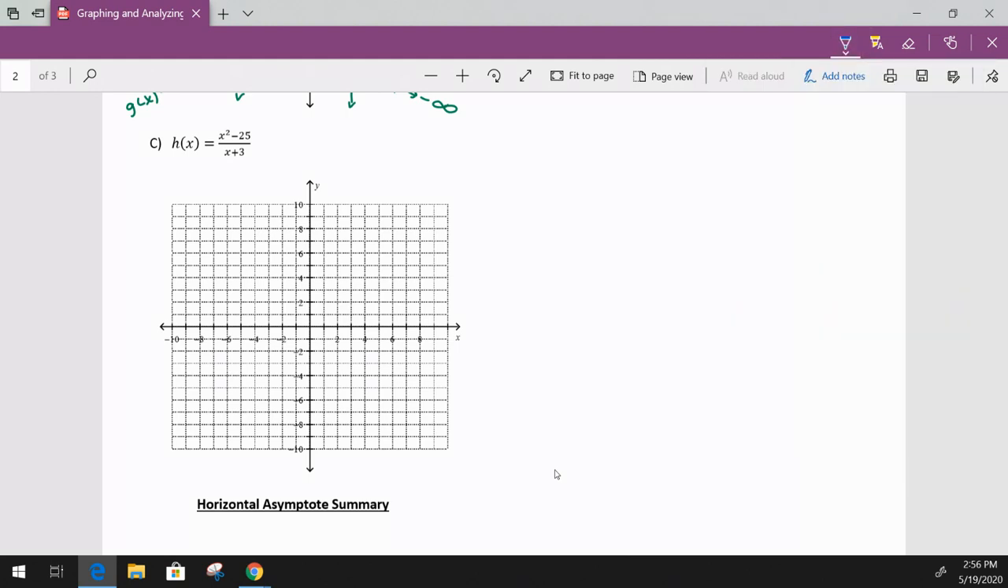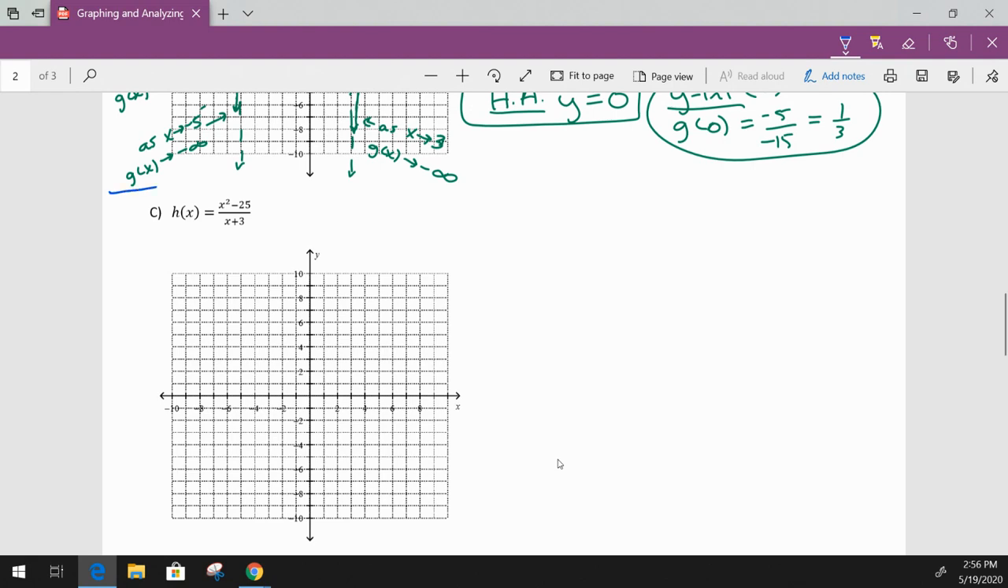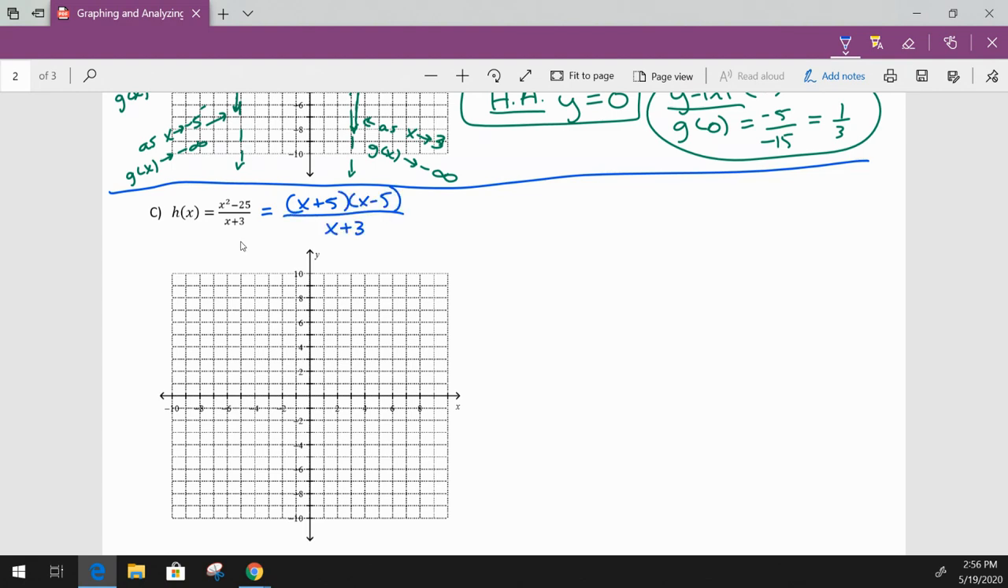Use blue this time. So your h of x equals x squared minus 25 over x plus 3, which can be factored into x plus 5, x minus 5 over x plus 3. So what values are going to make the numerator equal to 0? Negative 5 and positive 5. So x equals negative 5 and x equals positive 5 are your zeros.